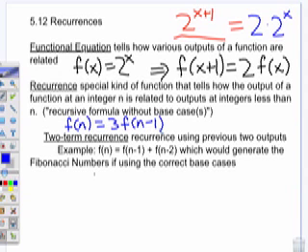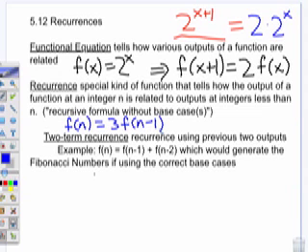Two-term recurrence is pretty straightforward. Good word. Recurrence, so you're referring to previous outputs. Two-term, refer to two previous outputs, just like recurrence using the previous two outputs. So the example I gave was f of n equals f of n minus 1 plus f of n minus 2. So I add the previous two outputs together, which if you start with the right base cases leads to the Fibonacci numbers.